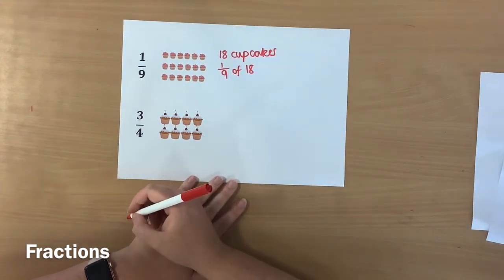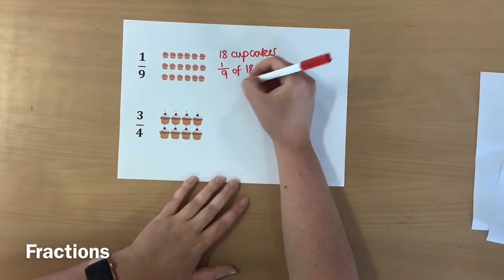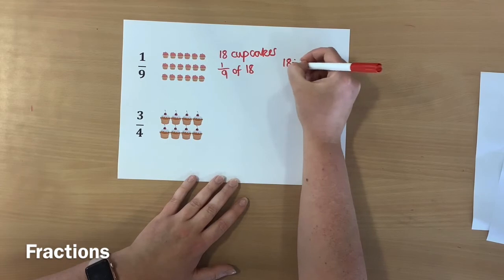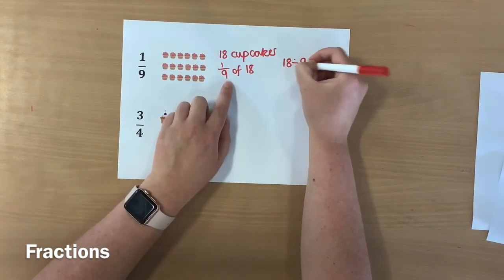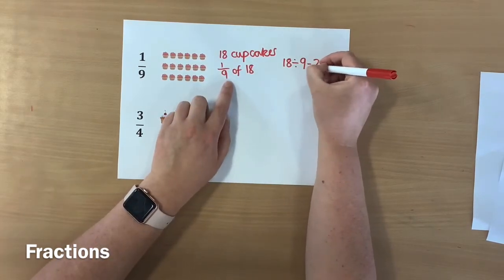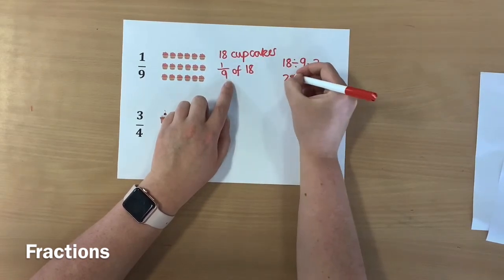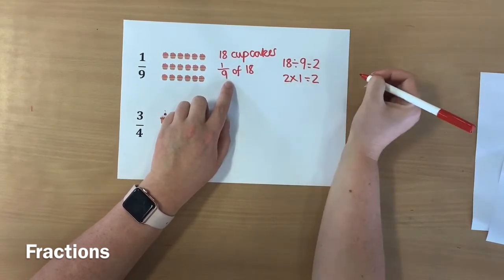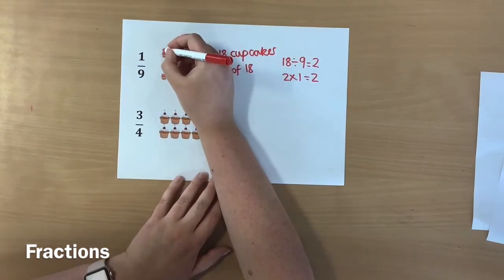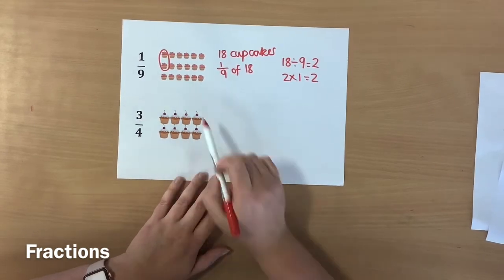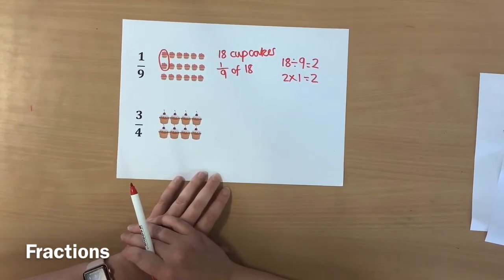So I just follow the same steps again. My amount that I have, 18, divided by the denominator, which is 9. 18 divided by 9 is 2. Times it by my numerator, which is 1, is 2. So I would just circle 2. This one here, once again, I've got a few more cupcakes.